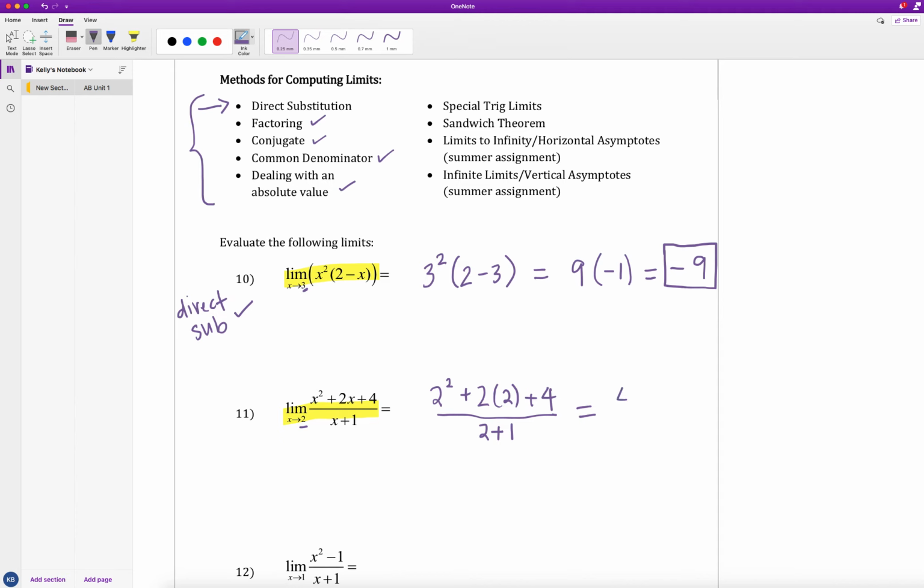In the numerator, we're getting 4 plus 4 plus 4, all divided by 3. So we end up with 12 over 3, which will give us 4 as our final answer. Since 4 is a valid numerical answer that we can get out, then direct substitution did work on example 11 as well.